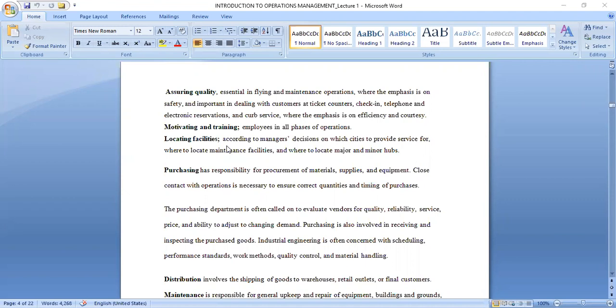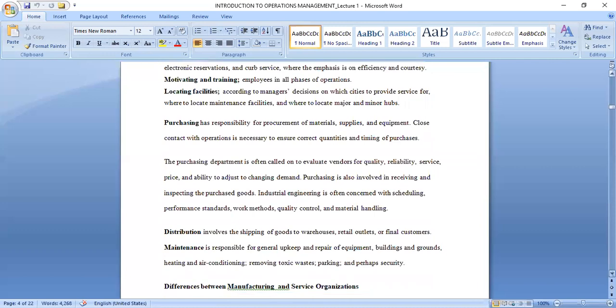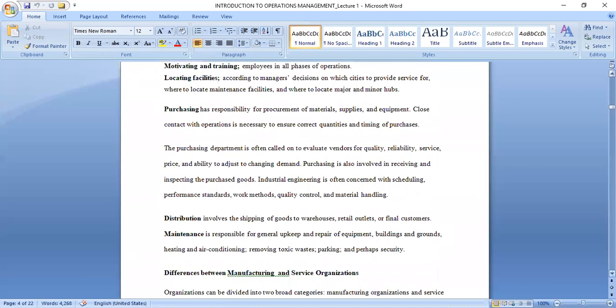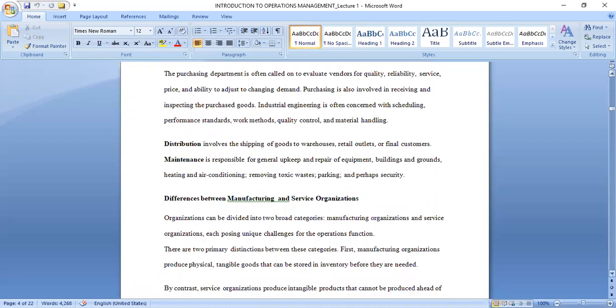Then we have another function, which is purchasing. Purchasing is also part of operations management. And here it involves purchasing raw material from your suppliers, and purchasing the required equipment in the production process. And as you're purchasing these raw materials from your suppliers, you also have to ensure that you're purchasing quality raw materials that will meet your customers' demand.